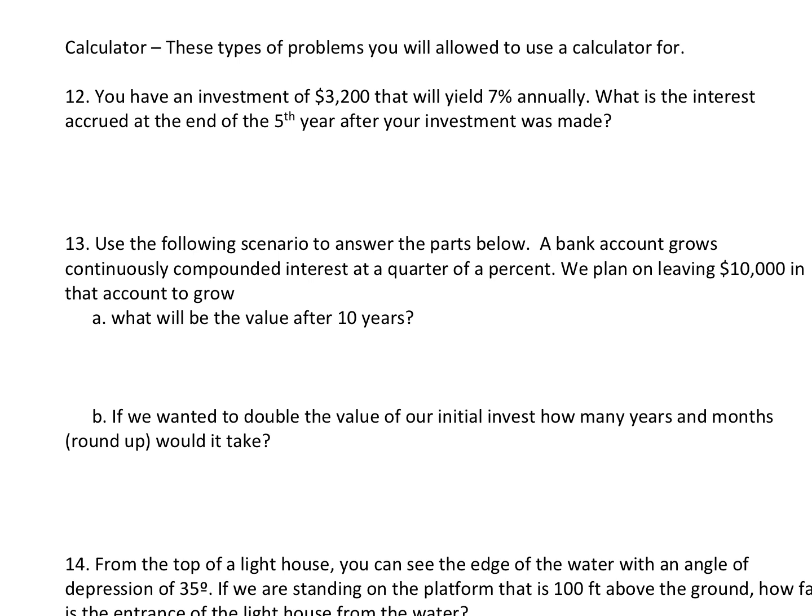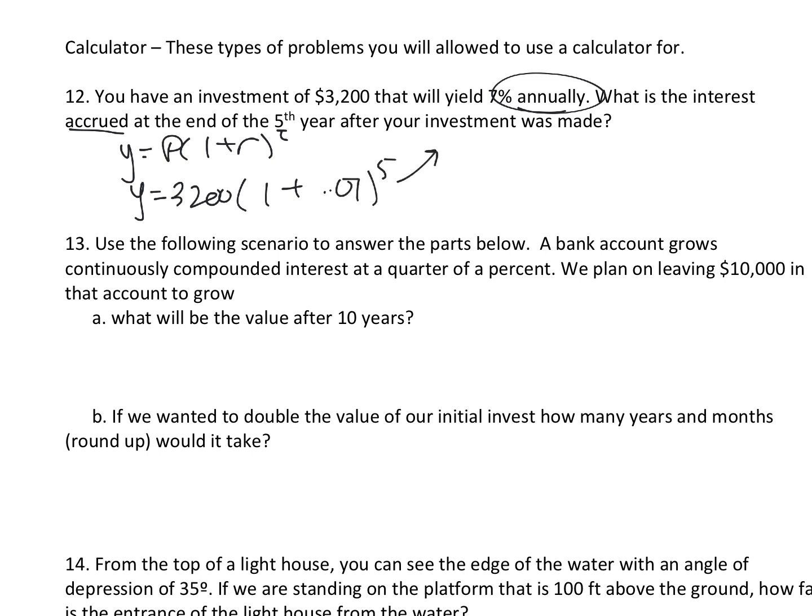So with this first one, you have an investment of $3,200 that yields a 7% annual increase. What is the interest accrued? This is an important part of the question. At the end of the 5th year, the investment was made. So since it's an annual increase, we can just use the standard equation, 1 plus r to the t power. So my initial investment is 3,200 times 1 plus the interest, 0.07, to the 5th.